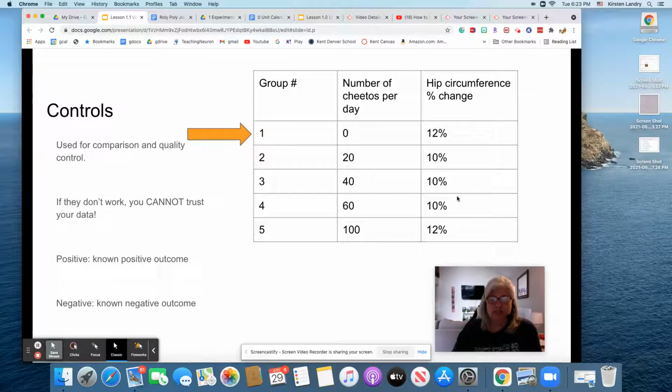increase in hip circumference. And take a look, all of the other groups that ate the Cheetos did not have an increase in hip circumference that was larger than this negative control. If this experiment had gone the way that I had expected it to, I would have expected that those not eating Cheetos would have had less of a hip circumference change than all the other groups. And really, it should be like a positive relationship, right?